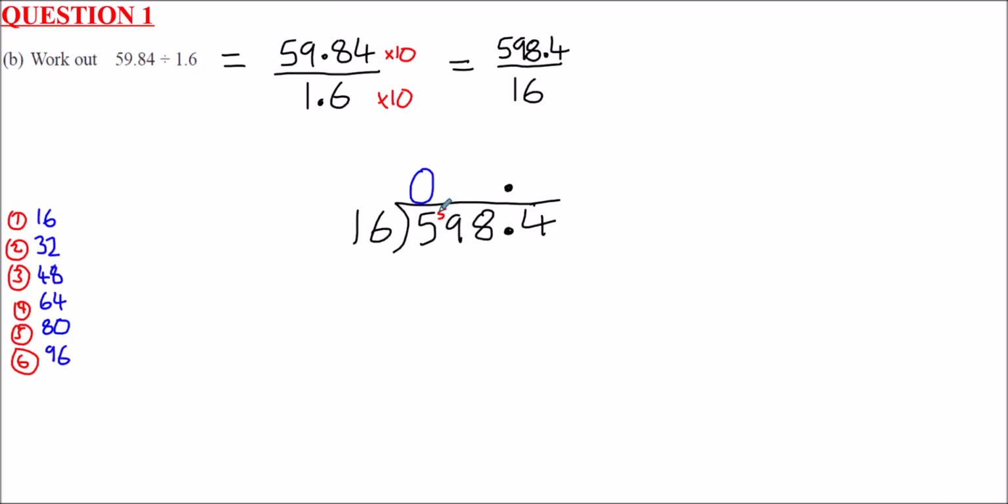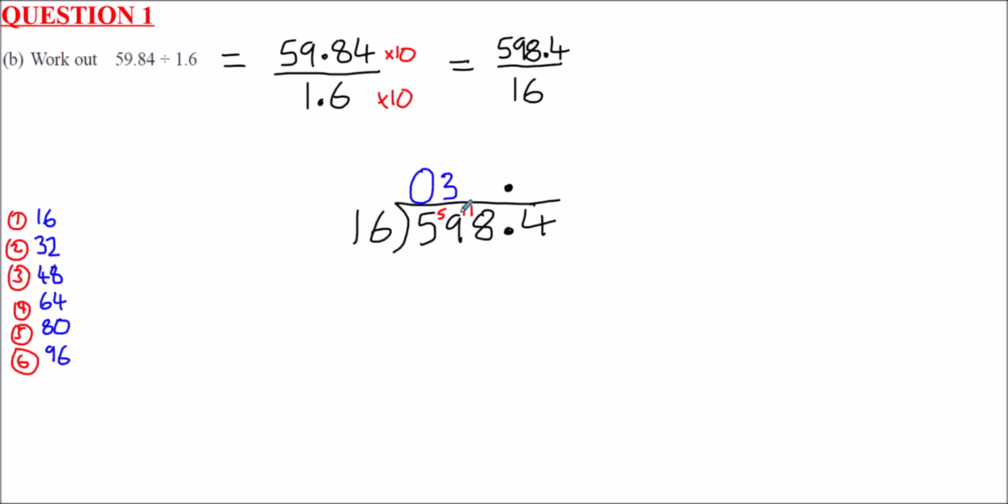So that 9 we now think of as 59. How many times does 16 go into 59? This is where this list can help. 3 16s is 48, so I can fit 3 16s into 59. 3 16s is 48, which is still 11 away from the full 59. So we've still got 11 left to carry over.